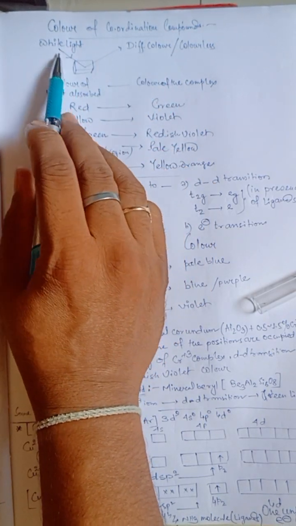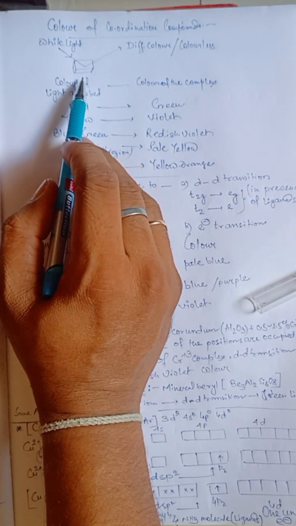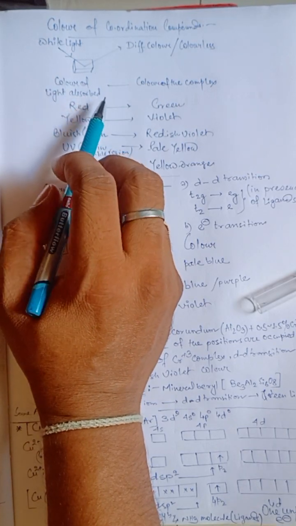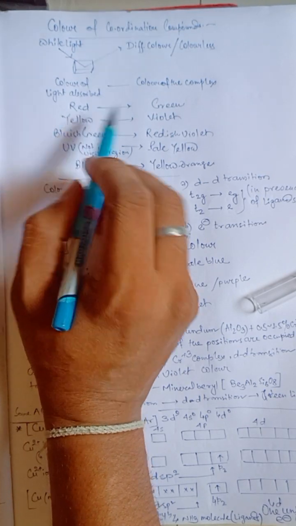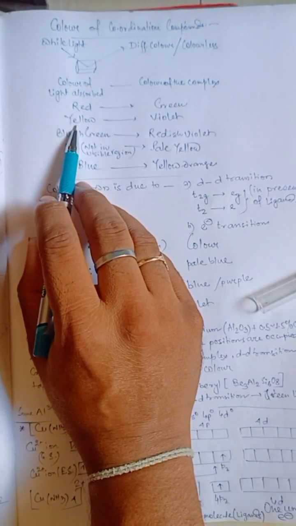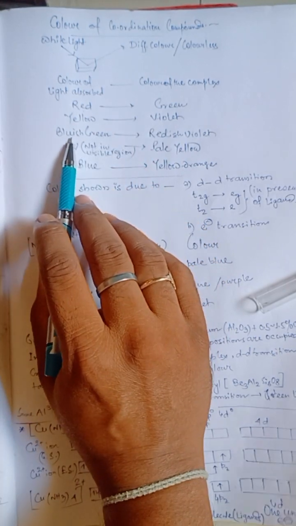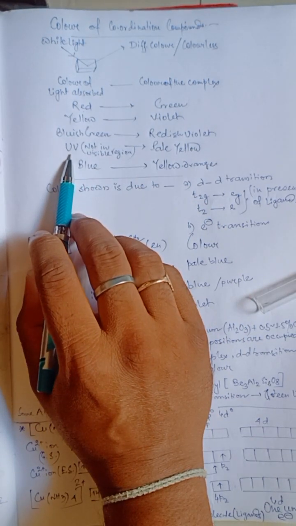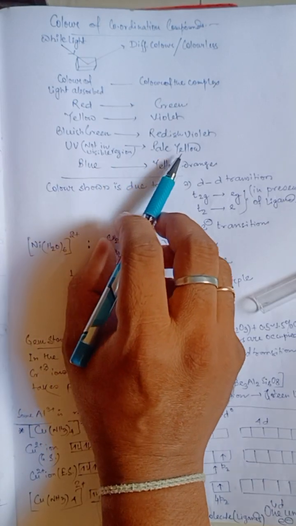So when white light falls on a particular position of the surface of a coordination compound, some of the colors of the white light get absorbed. If the light absorbed is red, then we observe the color of the complex to be green. Just like if yellow light is absorbed, we get violet coloration of the complex. If bluish green is absorbed, we get reddish violet. And if UV light, which is not in the visible region, is absorbed, we get pale yellow color.